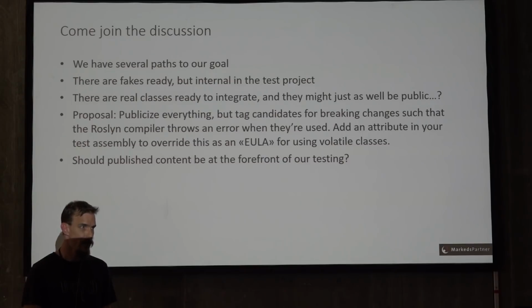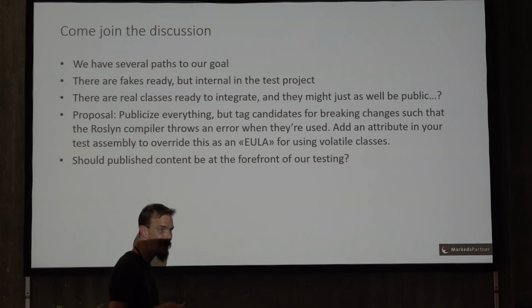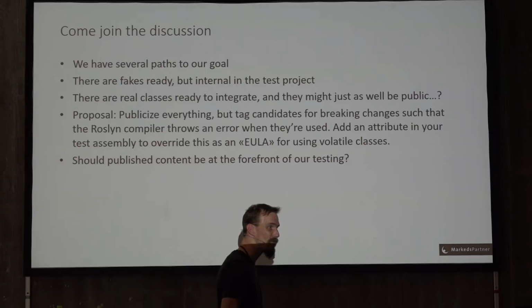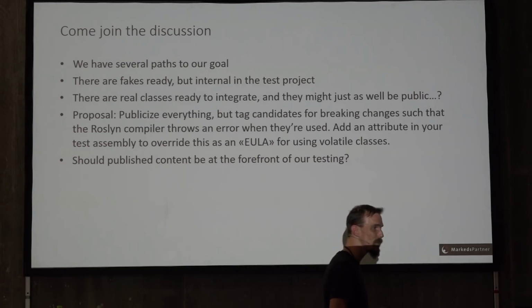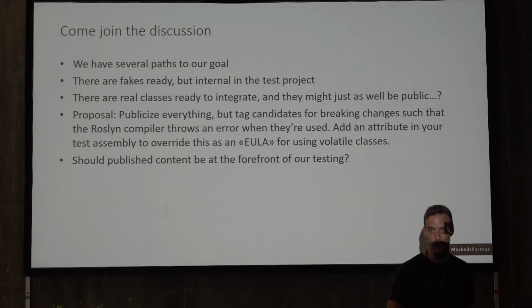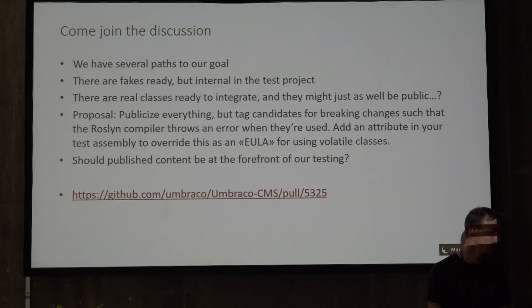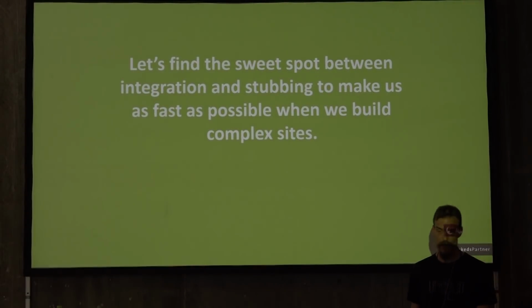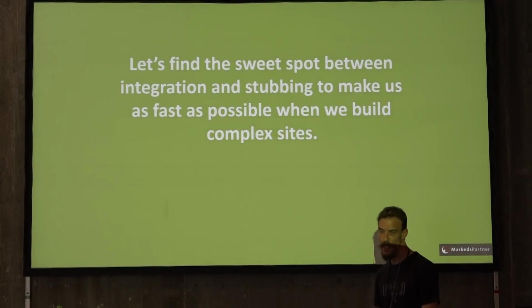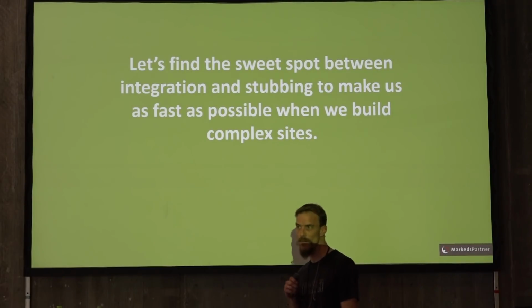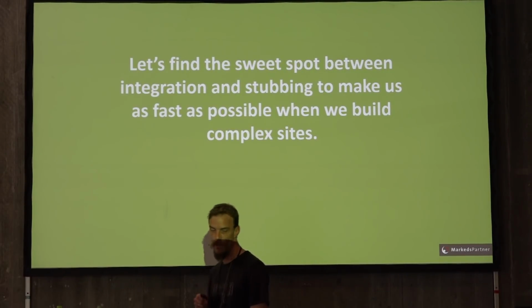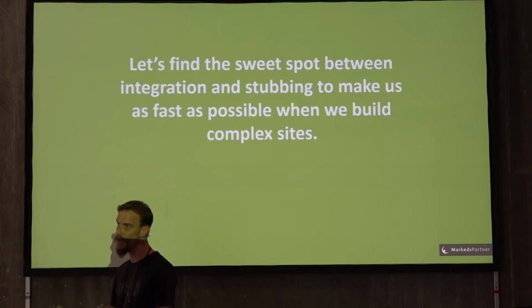I do think that published content, the stuff that comes out of the cache, should be at the forefront of our testing. That's pretty much what we work with every day with Umbraco, is content, so we need an effective way to get that. There is a pull request, and I welcome any help I can get with that. So I invite you to help us find the sweet spot between integration and stubbing so that we can be as fast as possible when we do our testing on complex sites.